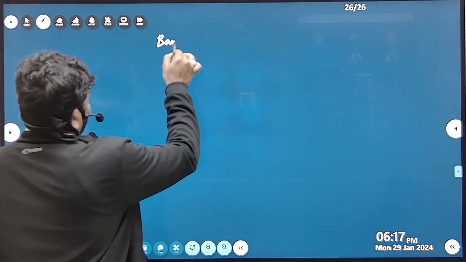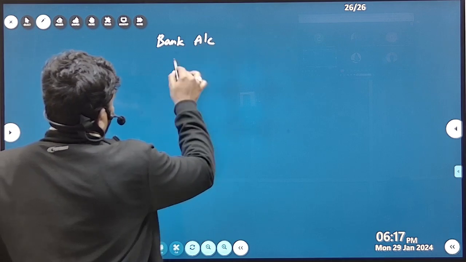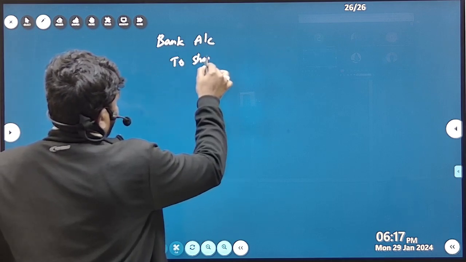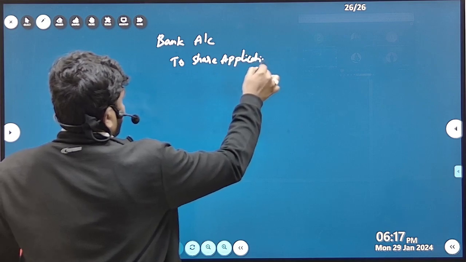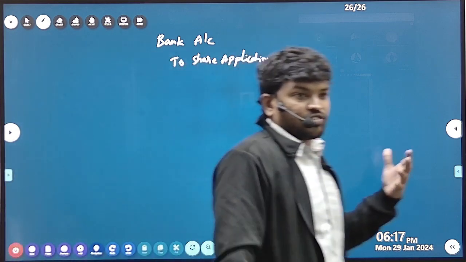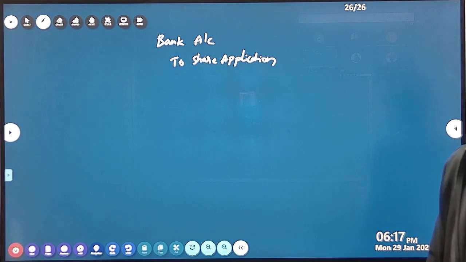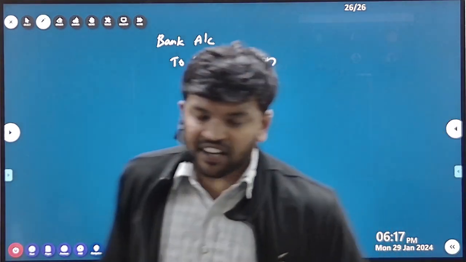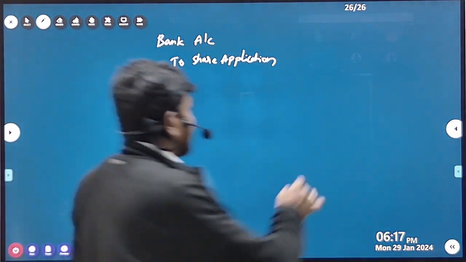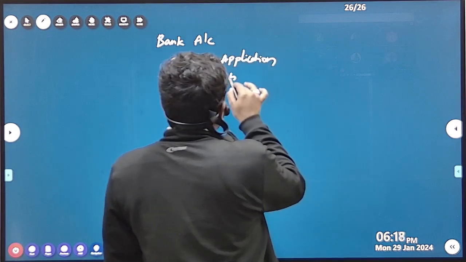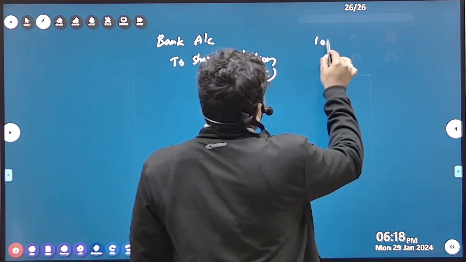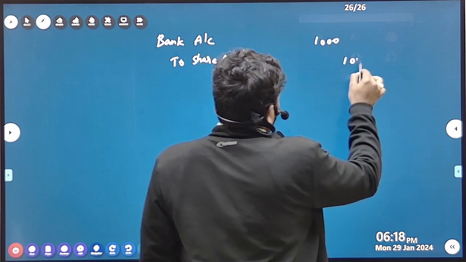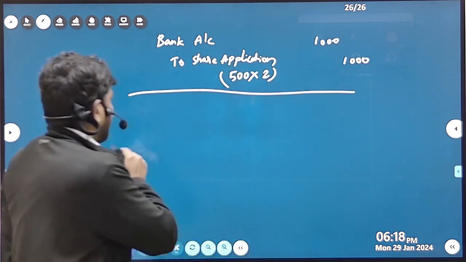Bank account debit to share application. How much? They did not ask you for the journal entries of issue, but I am drafting the journal entries for your understanding. How many are the shares? 500 into 2 rupees. 1000. Next entry.